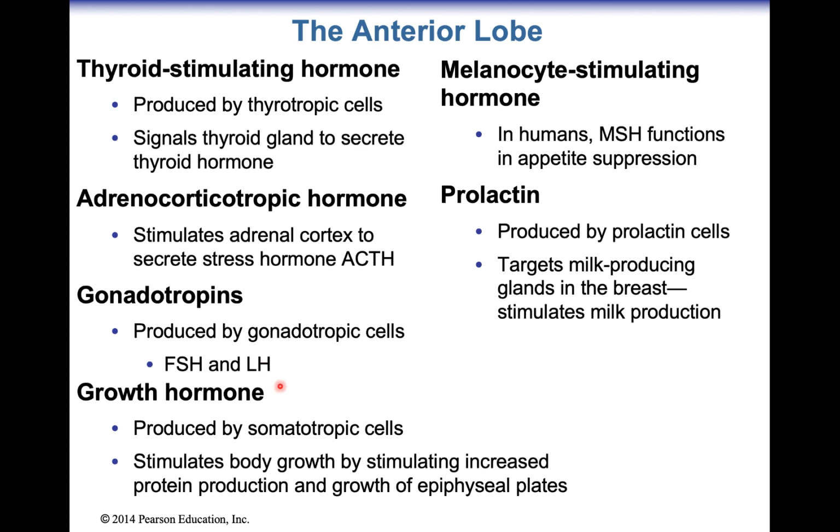Then you've got the 3 directly acting hormones. Growth hormone goes to your bones and tells them to grow. MSH, melanocyte stimulating hormone, participates in appetite functions. And prolactin has the word lactin in it, which indicates milk. Prolactin goes to the breast tissues and promotes lactation.